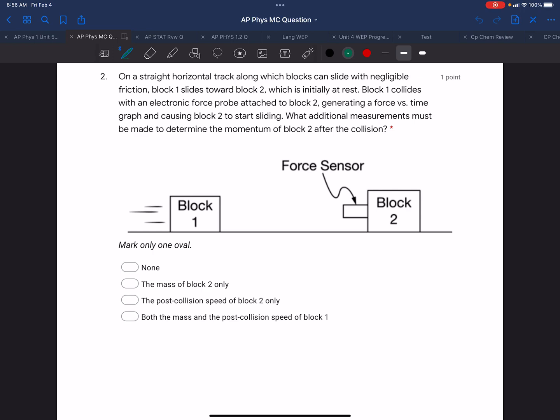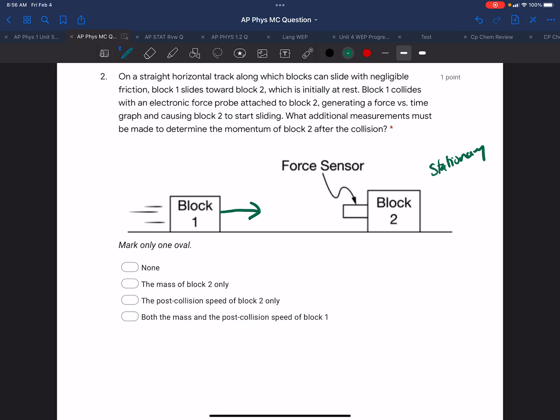First thing we always do with this question is we should look at the picture to understand what's going on. What we see is there is a block clearly moving to the right. There is a block that looks stationary. There's a force sensor attached to it. So we have two objects going to hit each other. So when we have two bodies interacting like this, we should be thinking momentum.